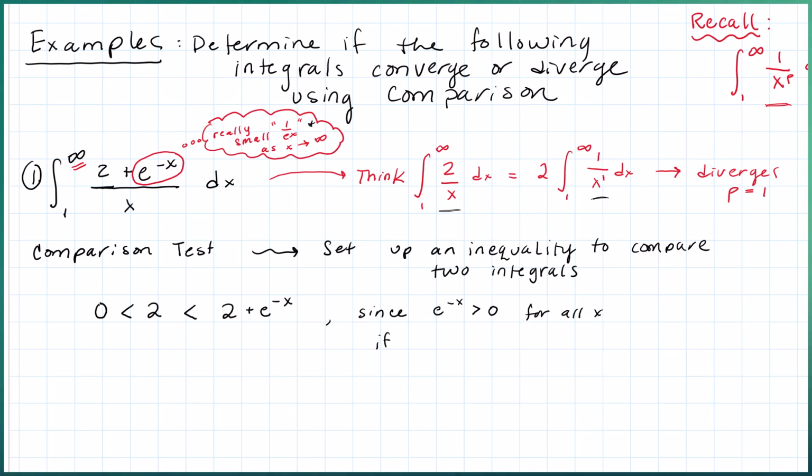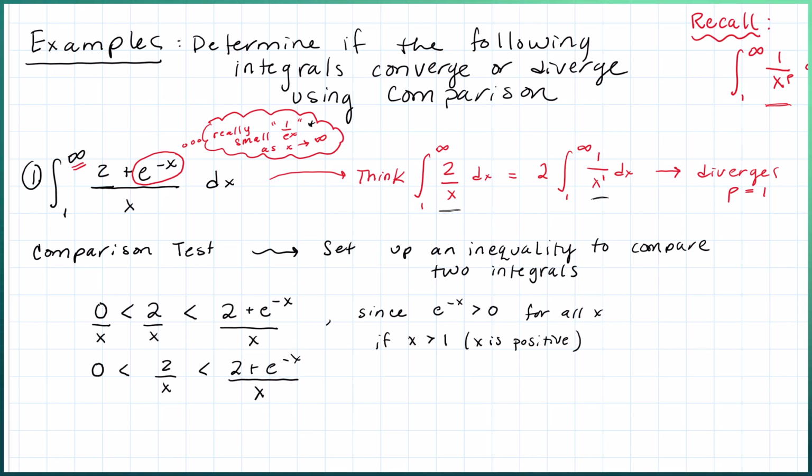Then, if x is greater than 1, that means that x is positive. And if it's greater than 1, I can divide everything here by x, and it will keep the inequality as it is. If x is greater than 1 and it is positive, it won't flip the inequalities. And we'll end up with a result that 0 is less than, we know we're working with positive functions, so 2 over x is greater than 0. And at the same time, 2 plus e to the negative x over x is greater than 2 over x.